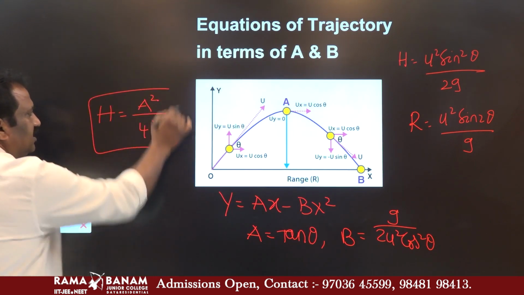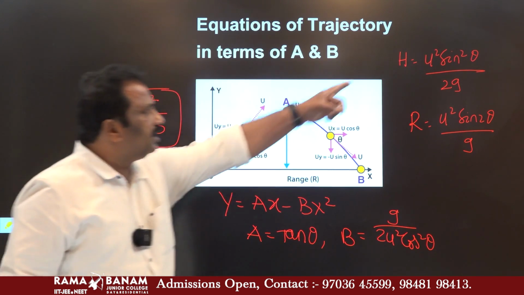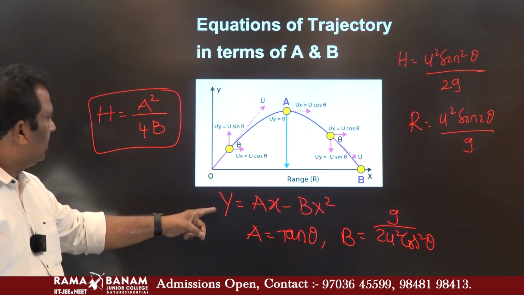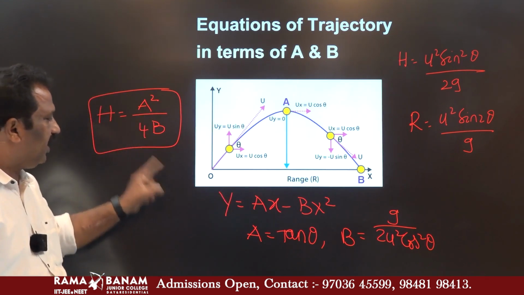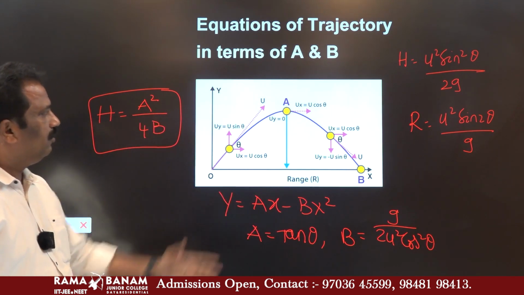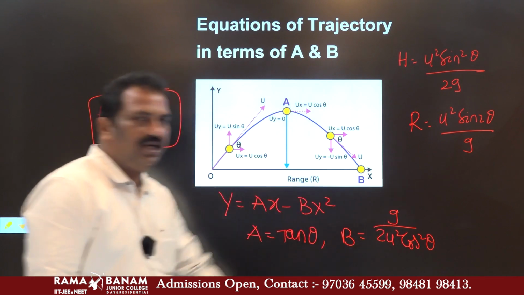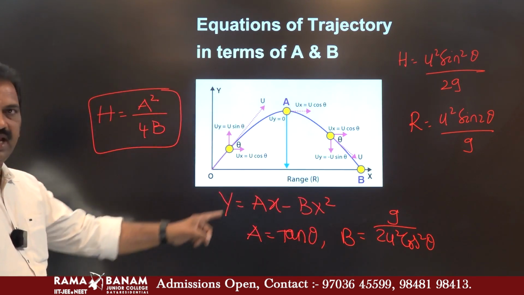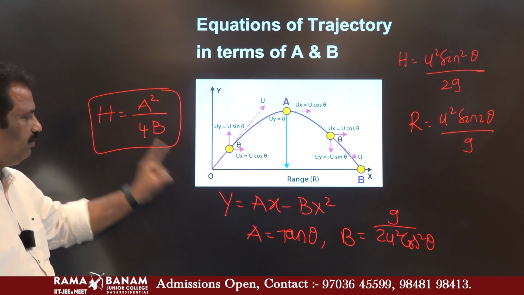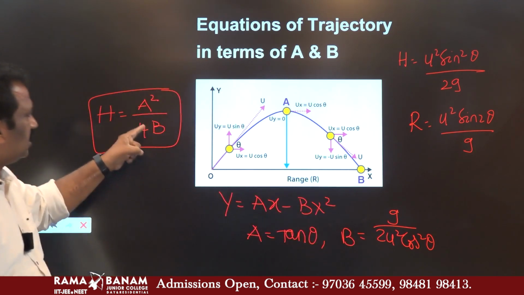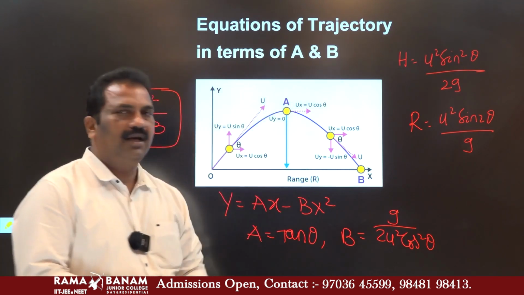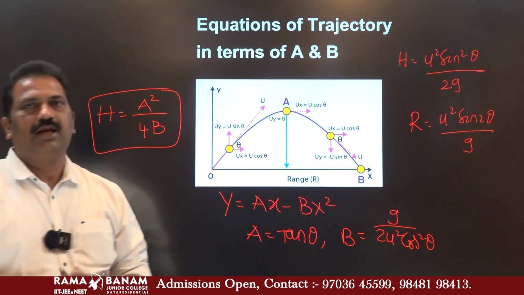If we simplify this equation, we get h is equal to u square sin square theta by 2g. Here a is equal to tan theta, so a square is tan square theta, by 4 into b, where b is g by 2u square cos square theta. Substituting in this equation, we can easily solve and get h is equal to u square sin square theta by 2g.